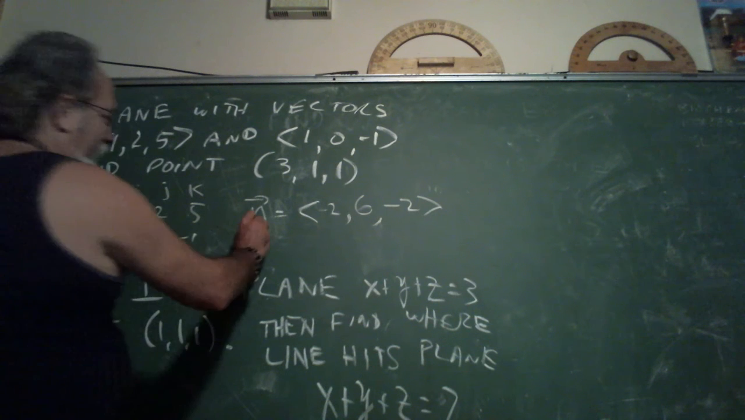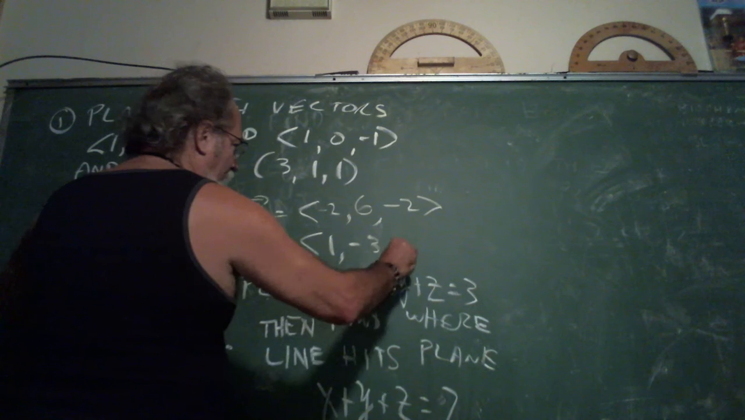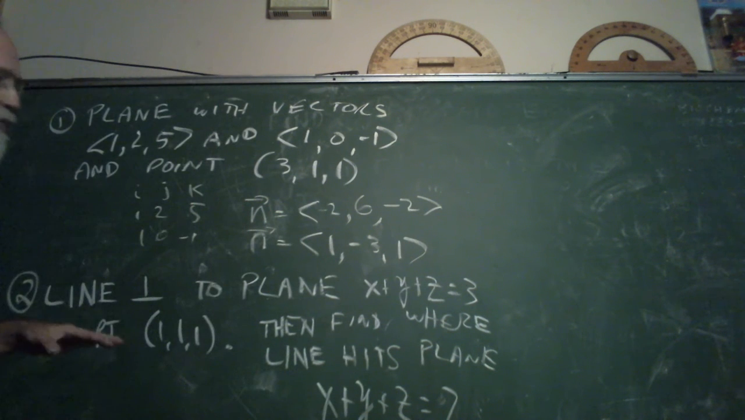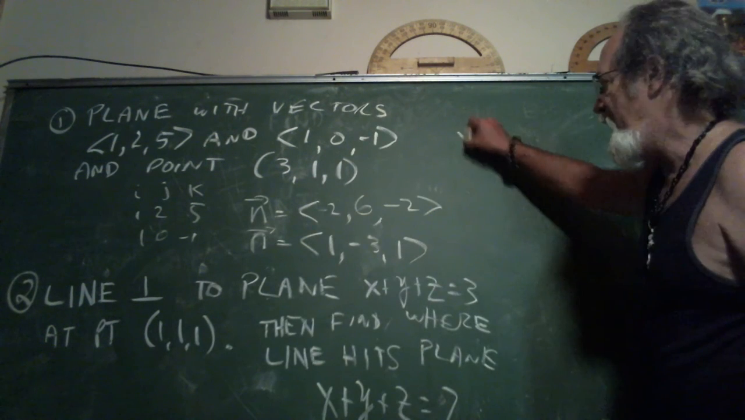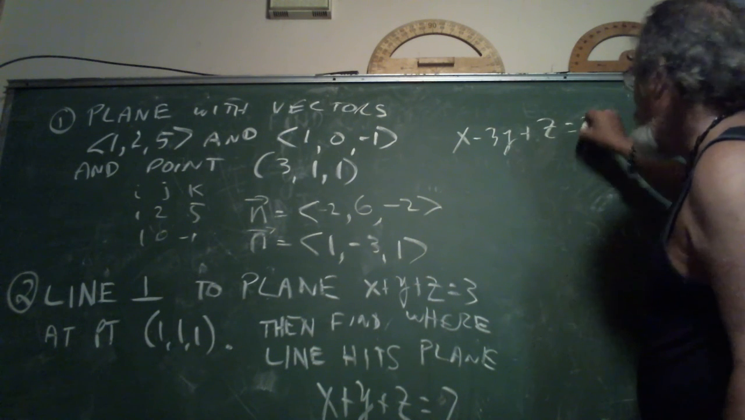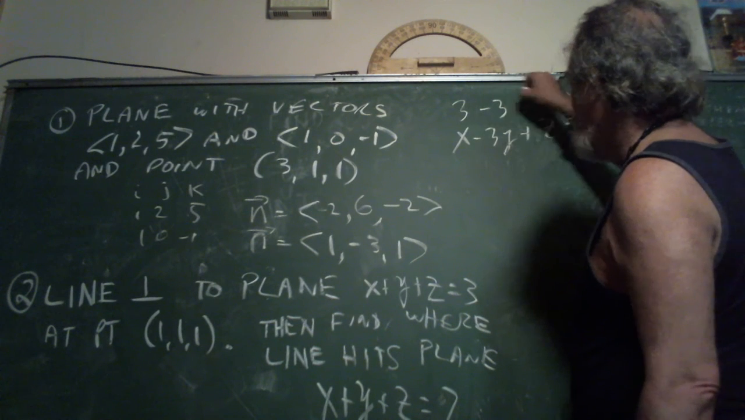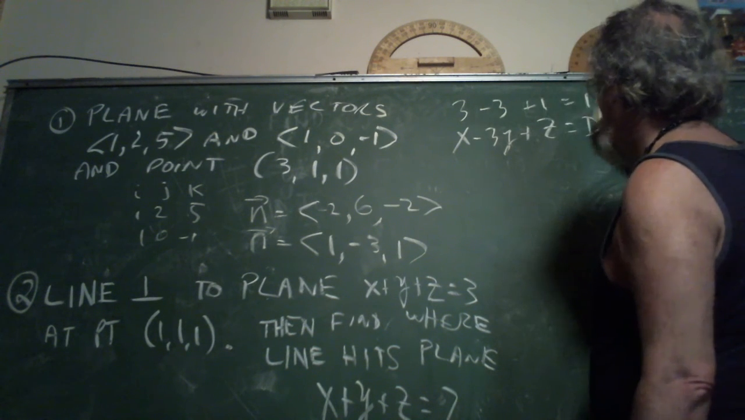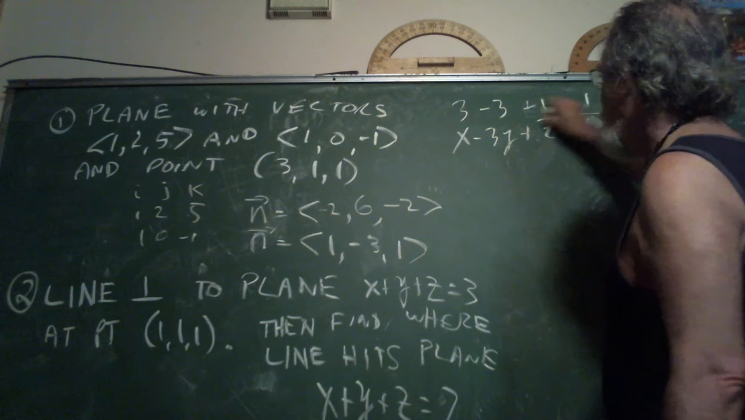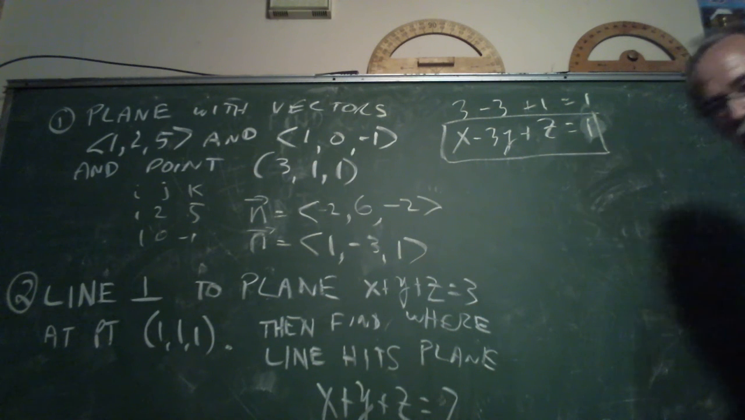So you could leave it like that, but we'll use the vector (1, -3, 1), because it's got the fewest minus signs and it's the lowest numbers we can get. So that gives me the equation x minus 3y plus z equals d. And now that's where that point (3, 1, 1) comes in. 3, minus 3, plus 1 equals 1. So d is 1. And that's the equation of the plane for number 1.